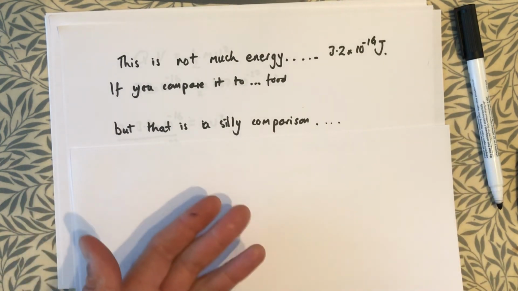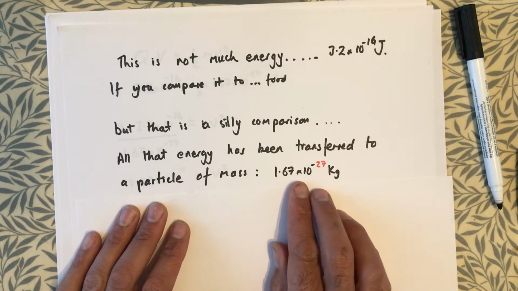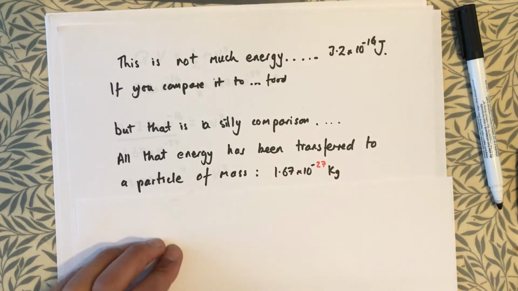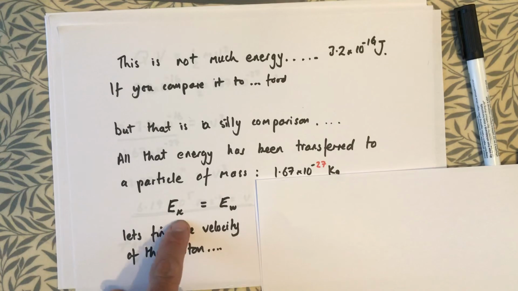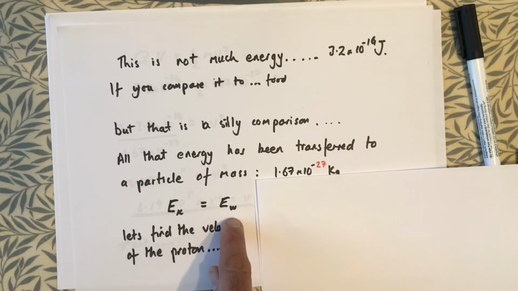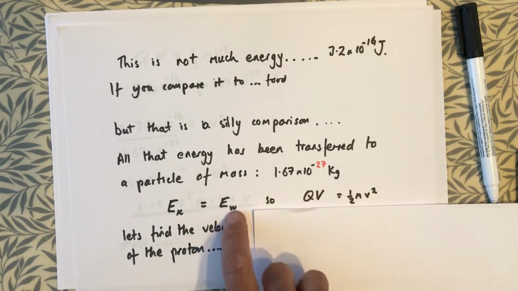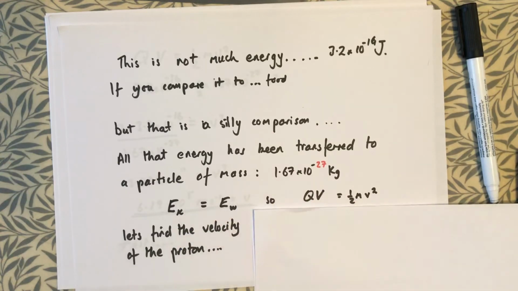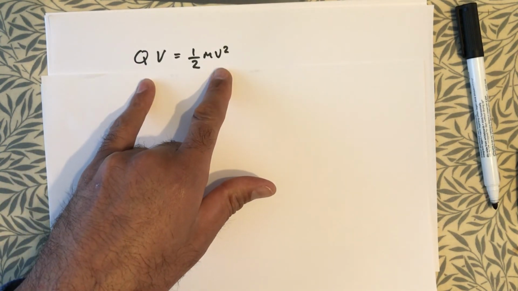But that is a completely silly comparison because all that energy has been transferred to a particle whose mass is only 1.67 times 10 to the minus 27 kilograms. A very, very small thing. So if we have a look at that, the kinetic energy of that particle, assuming it started from rest, which you might find some questions in which it doesn't start from rest, is certainly going to be the work done by the field. So let's have a look at that. The charge times the voltage, that's my EW, is going to equal the standard kinetic energy equation. So there's my equations that I've now put equal to each other.